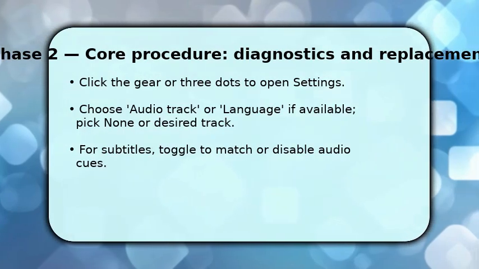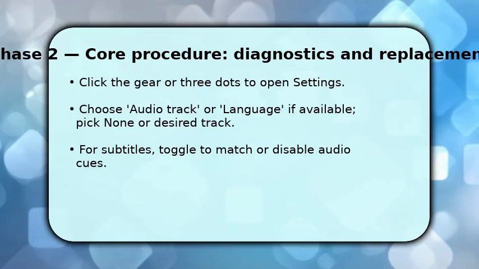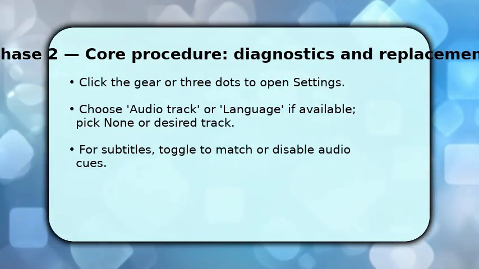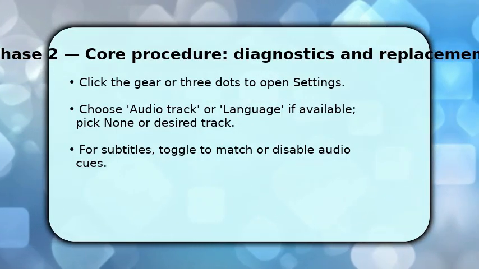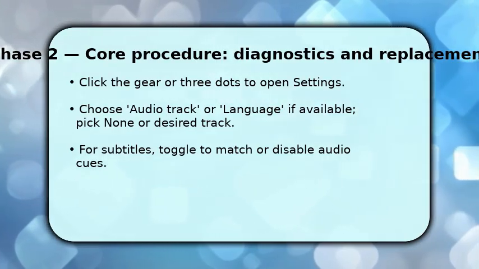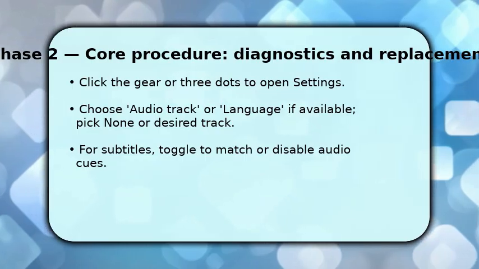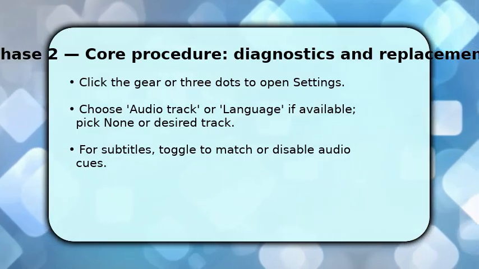Next, open Settings to find Audio Track or Language Controls. This is where you stop the English track. Click the gear icon or 3 dots, then select Audio Track or Language. Some videos list separate audio feeds. Choose a different language if available, or select None when the option exists to effectively stop the English track.